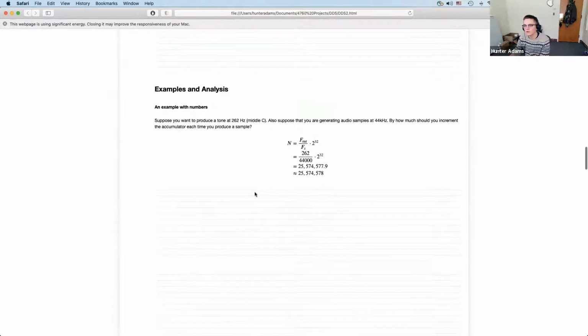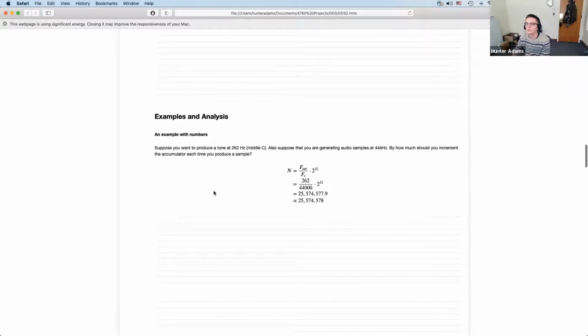So let's just consider a simple example with numbers. Suppose you want to produce middle C, which is 262 hertz. And suppose that you're generating audio samples at 44 kilohertz using a timer interrupt. By how much should you increment the accumulator each time you produce a sample? So every time you enter that interrupt service routine, recall you're going to increment the accumulator, which is the same as rotating the phasor, look up the sine amplitude at that angle and send it to the DAC. How much should you add to that accumulator every time you enter the interrupt service routine to produce 262 hertz?